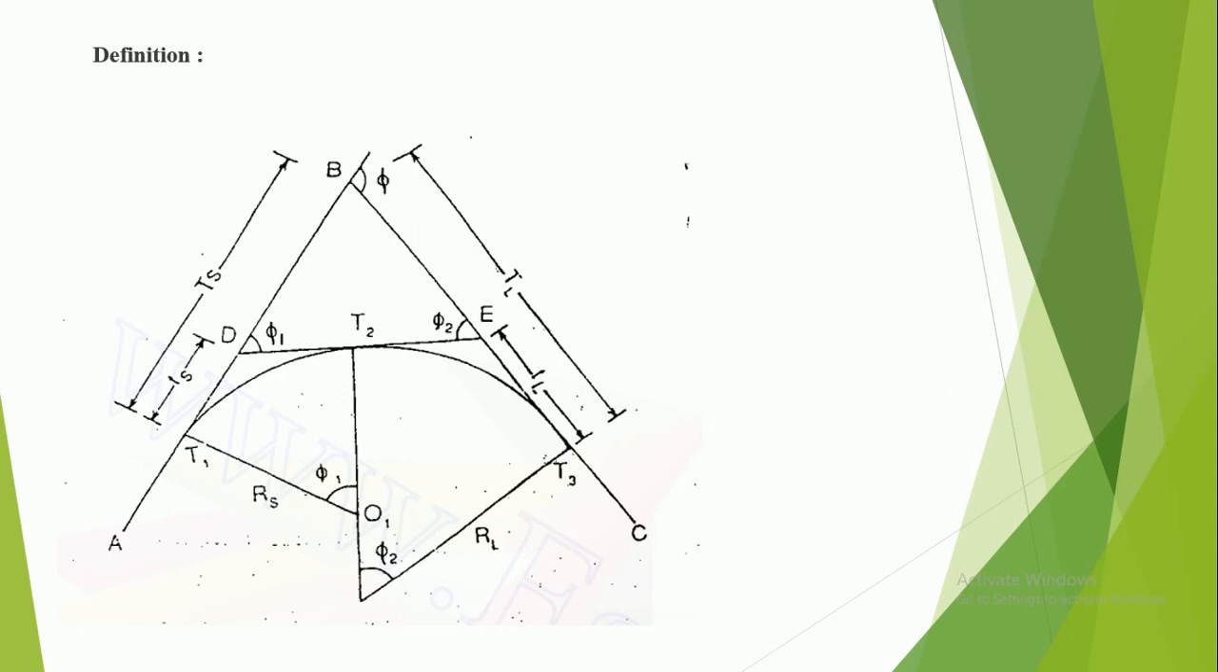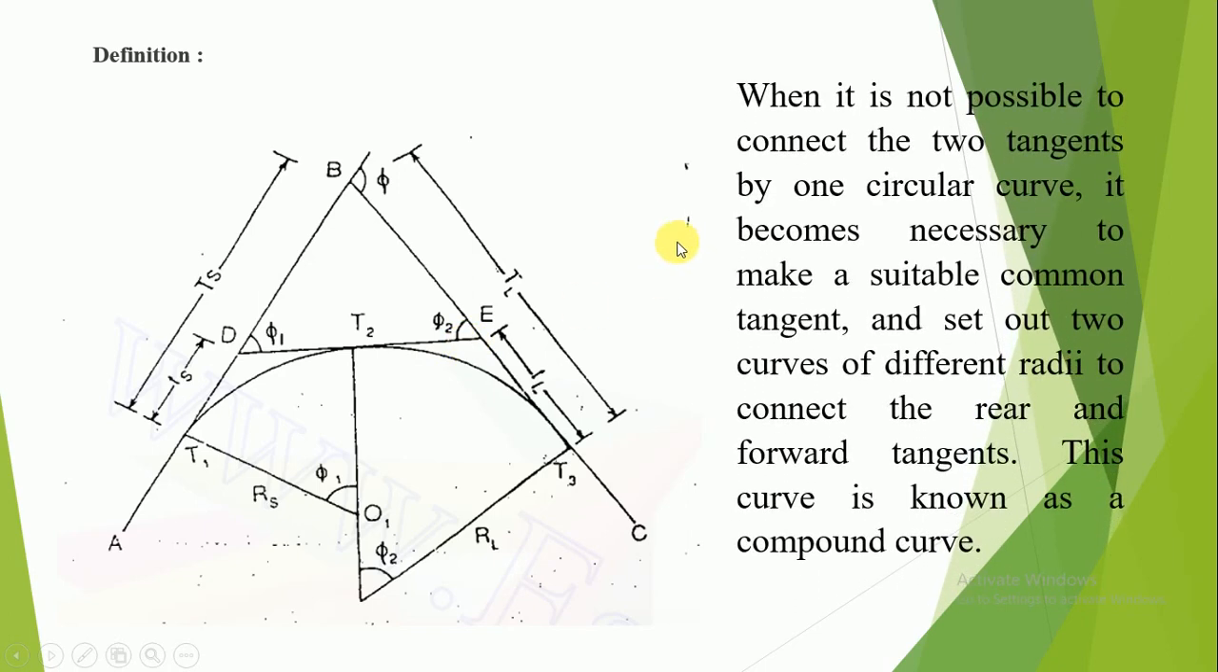From this figure it is clear that there are two simple circular curves, one having a smaller radius and another a larger radius, connected by a common tangent, that is DE. AB and BC are the rear, that is backward, and forward tangents, which are connected by the common tangent DE. Now we'll see the definition of the compound curve.